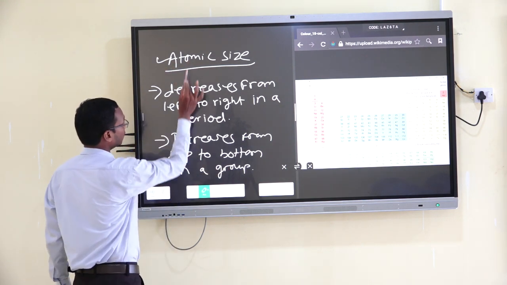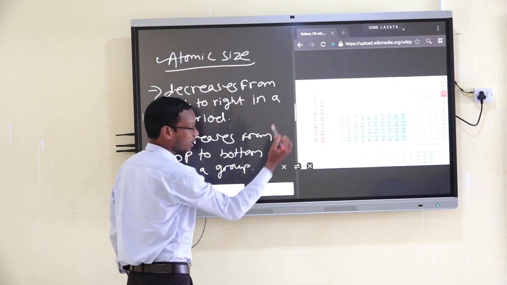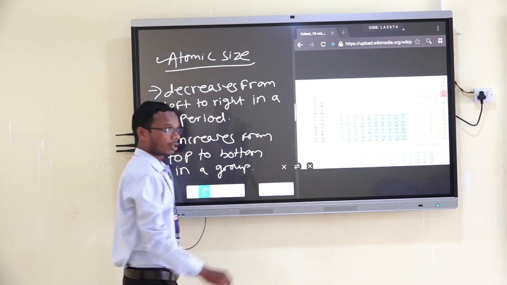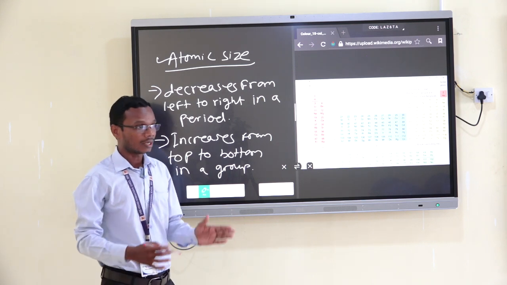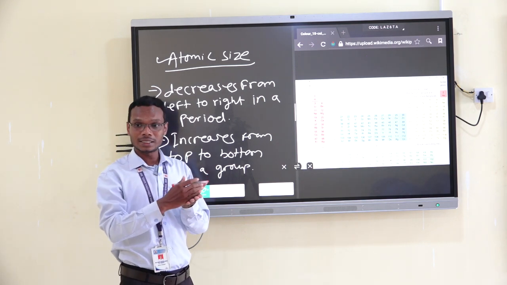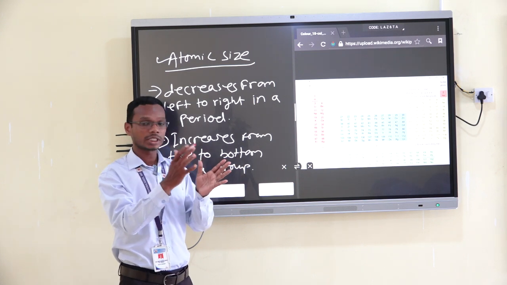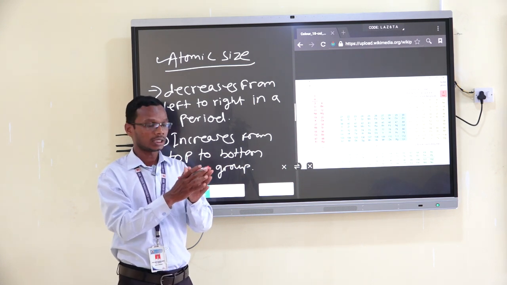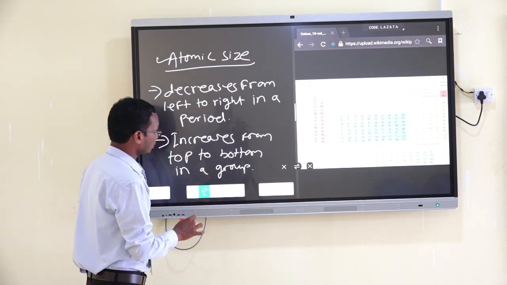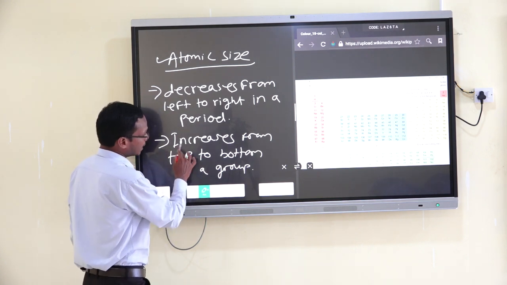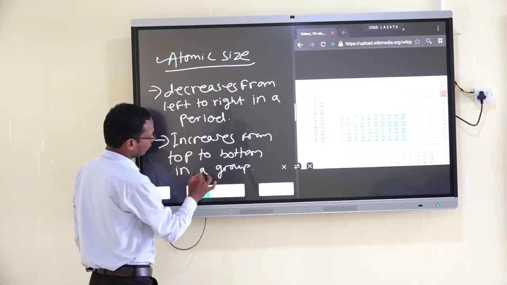Atomic size gradually decreases from left to right in a period. Why? Due to increase in number of electrons or increase in nuclear charge, due to increase in force of attraction, that is nuclear force. Electrostatic force, it is also called van der Waals force. Then it increases from top to bottom in a group.